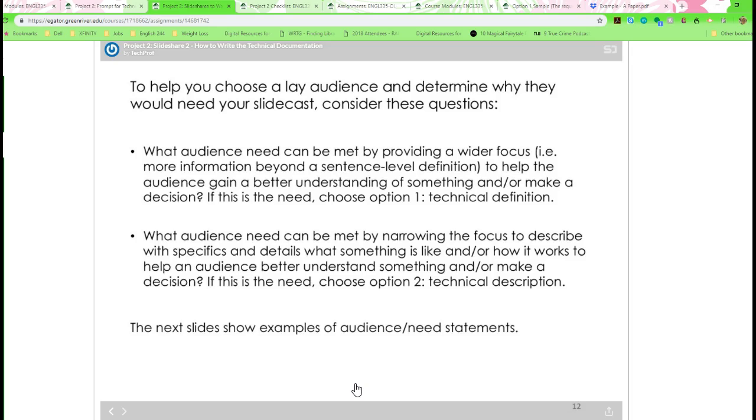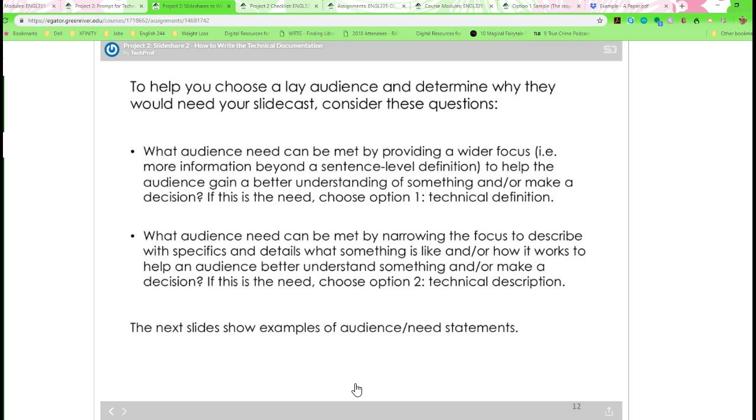To help you choose a lay audience and determine why they would need your slidecast, consider these questions. What audience need can be met by providing a wider focus, like more information beyond a sentence-level definition, to help the audience gain a better understanding of something and or make a decision? If this is the need, choose option 1, a technical definition. So, option 1 will work best if you fit that bullet.